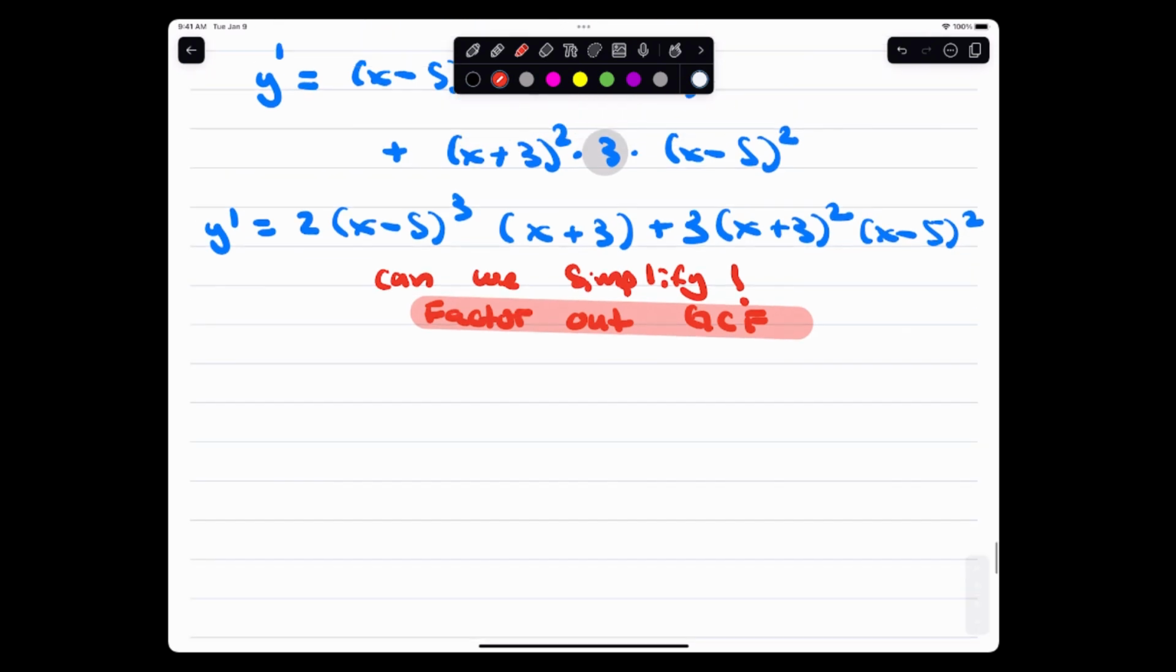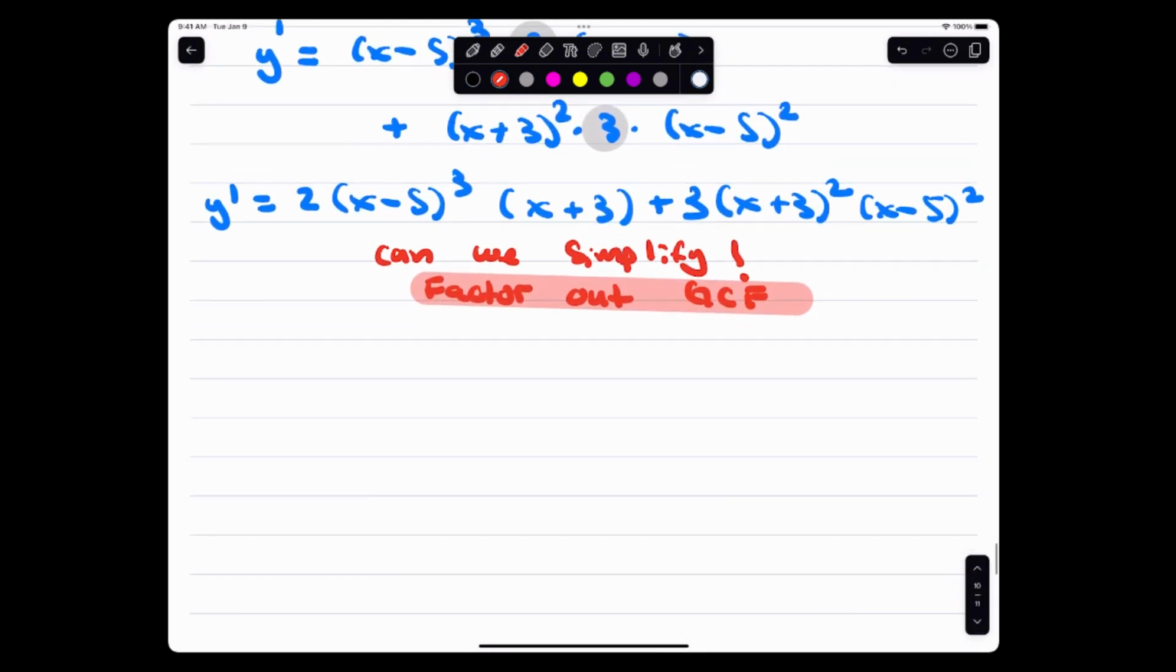And I think I made a mistake. I didn't make a mistake. I made the order. So I want you guys to put the order this way. X minus 5 squared. Okay, there's going to be a reason. And then the x plus 3 squared.